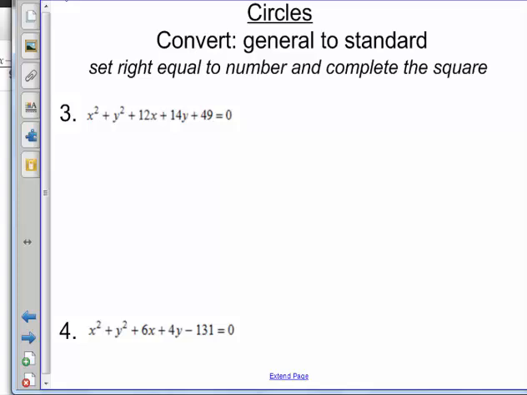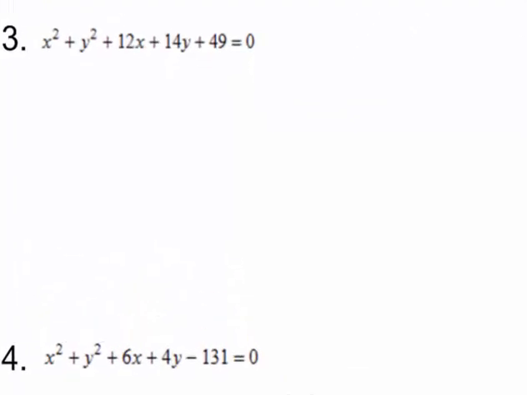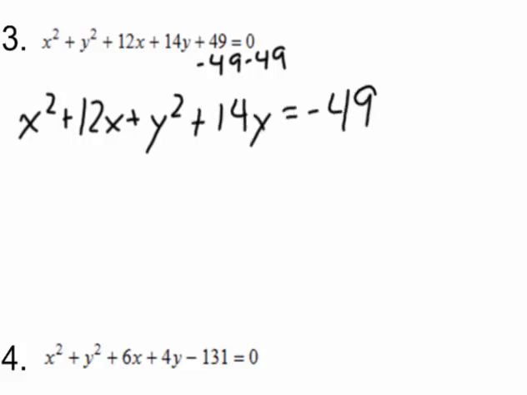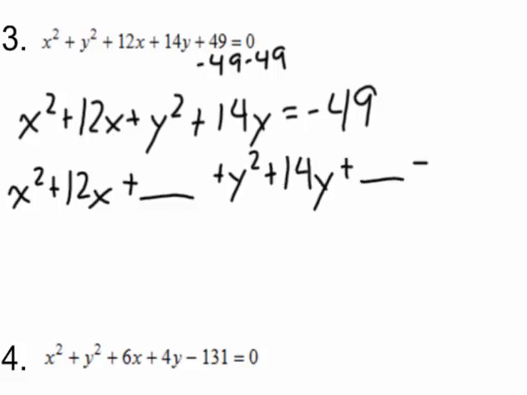Now we're going to go the other way, which is so much harder. The first thing that we want to do when completing the square is separate everything into x's, y's, and the number on the right side. So we're going to subtract this 49 from both sides, and reorder everything so it goes all of the x's and then all of the y's. Now, we're going to have to complete the square twice, once for the x's and once for the y's. The way that we do this is we leave a blank. So we're going to have x squared plus 12x plus some unknown that we're going to fill in, and then y squared plus 14y plus another unknown.